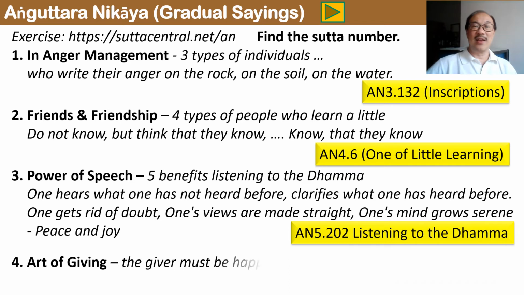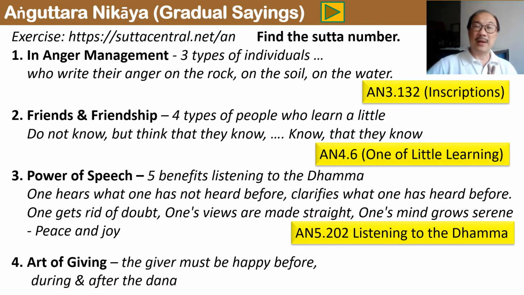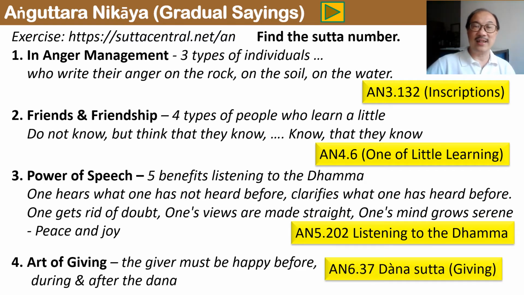Next question. In the art of giving, remember, the giver must be happy before, during, and after the dana. Pause now, find the sutta number. Yup, it's difficult because you may be looking for the Anguttara Nikaya Book of the Three, but indeed it falls under the Anguttara Nikaya Book of the Six, Sutta number 37, Dana Sutta, or giving, because three are talking about the giver and three for the receiver.